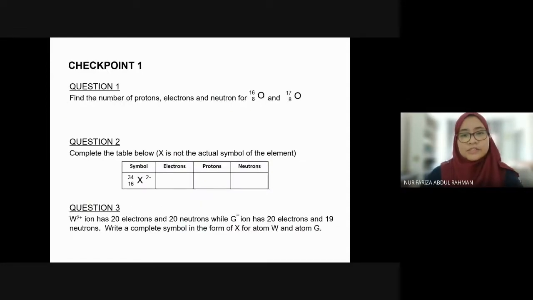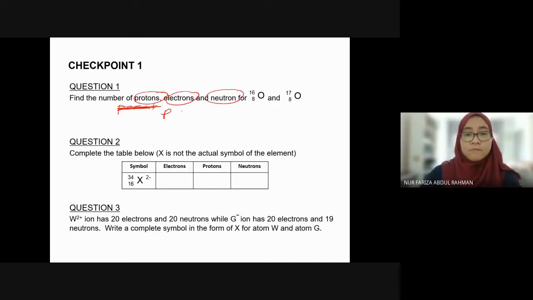Okay, so this is a checkpoint. You need to complete this checkpoint. Find the number of protons, electrons, and neutrons for oxygen-16 and oxygen-17. So the proton number, or atomic number. It is stated here to find the number of protons, electrons, and neutrons.